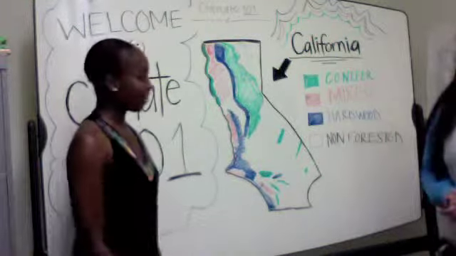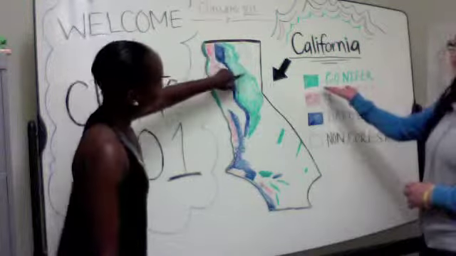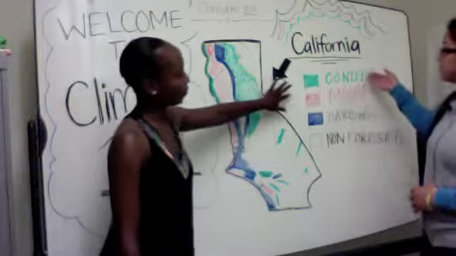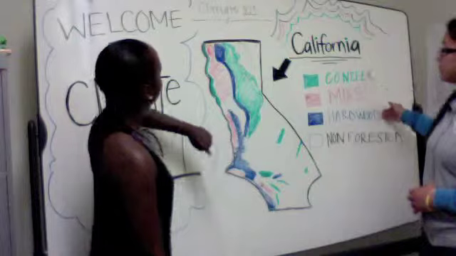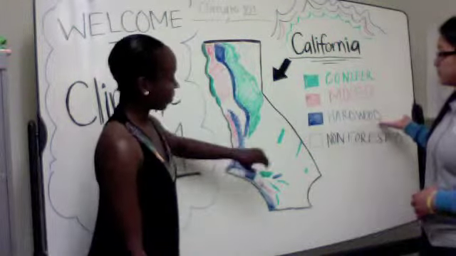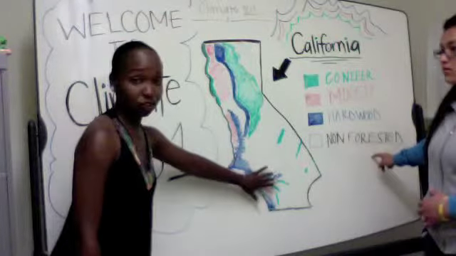Hi guys, so we're going to talk about the 4 different biomes. To begin, we have conifer, which is right along here. We have the mix right here, which is a mixture of the conifer and the hardwood. And then we have the hardwood right here, which is the third one. And the last one is the desert, which is right here, which is the non-forested. And right here we have the sage scrub.